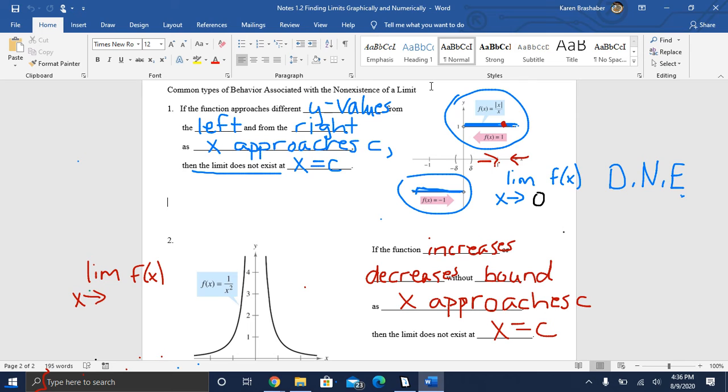A second common type of behavior where a limit does not exist, this would be this graph: if the function increases or decreases without bound as x approaches c, then the limit does not exist at that c. So again, in this example, the x value where this is happening is when x is 0. So the limit as x approaches 0 in this function does not exist, because from the left, I have this increasing without bound. From the right, increasing without bound. That limit does not exist as x approaches 0.